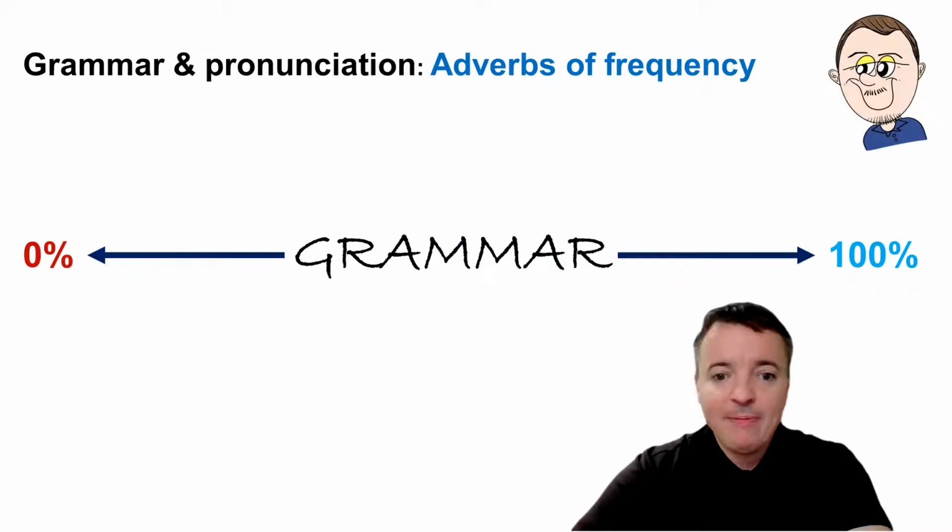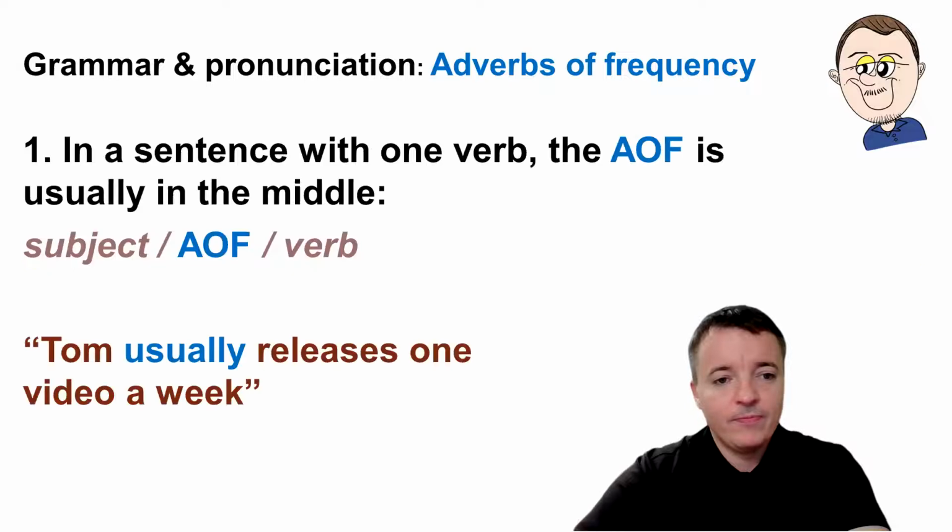Okay, let's check the grammar. So in a sentence with one verb, the adverb of frequency is usually in the middle. Subject, adverb, verb. For example, Tom usually releases one video a week.